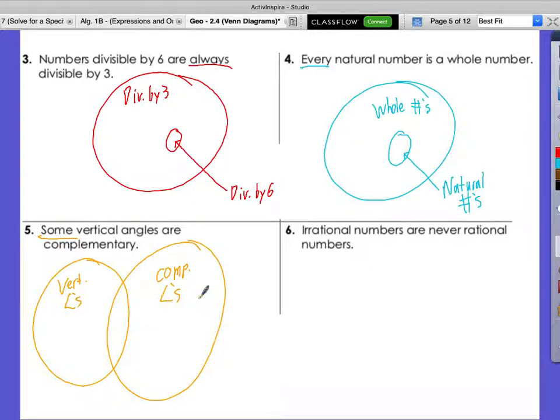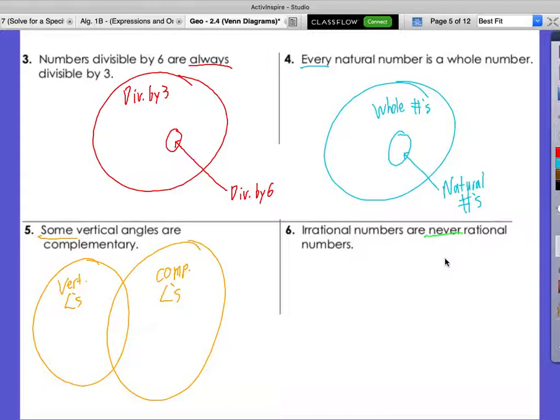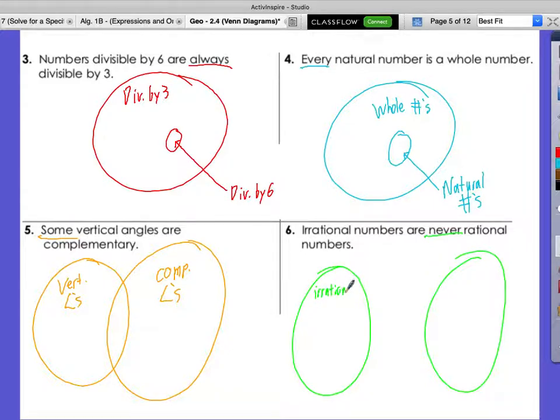Irrational numbers are never rational numbers. What word should pop out to us? Never. So what are we going to have? Two completely separate circles. Okay, we just need to label one irrational numbers and the other rational numbers. It really doesn't matter which one's which, as long as you have them both labeled.